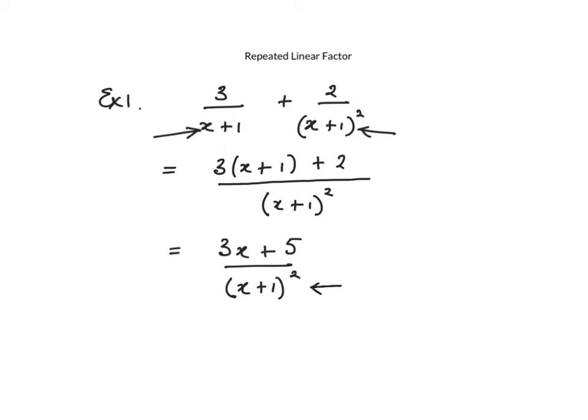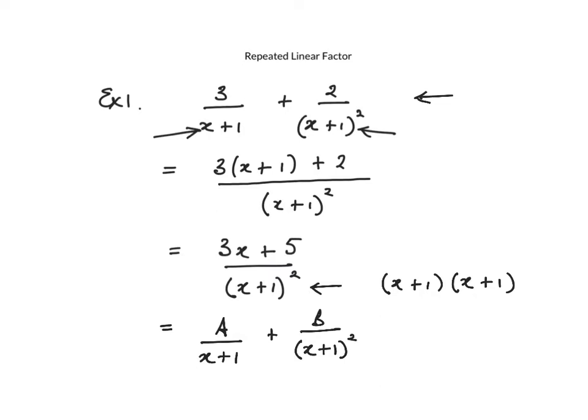Now, this is what we call a repeated linear factor. We've got x plus 1 times x plus 1. Now, when it comes to splitting it into its partial fractions, that is to say, these two terms here, we have to have a over x plus 1 as the first term, and then b over x plus 1 all squared. And we would proceed from there to find the values of a and b, but this is what we have in the first line.